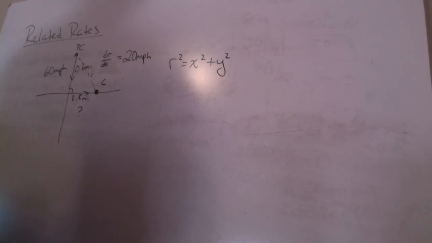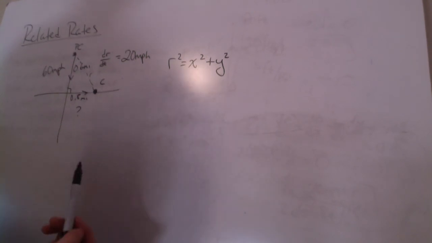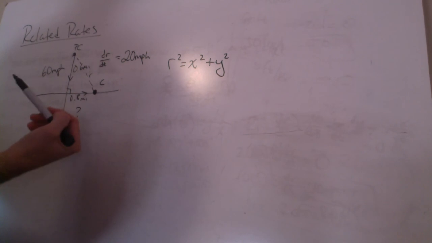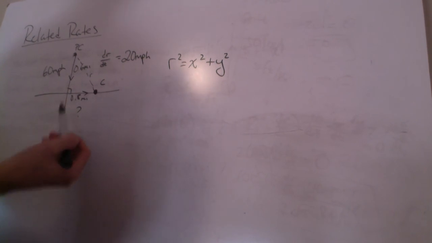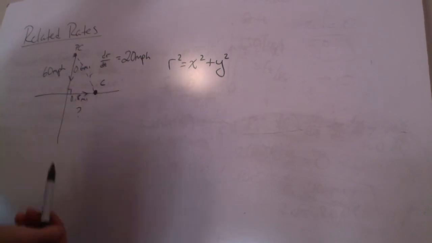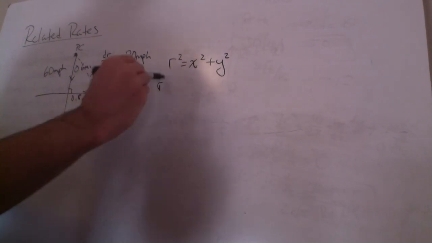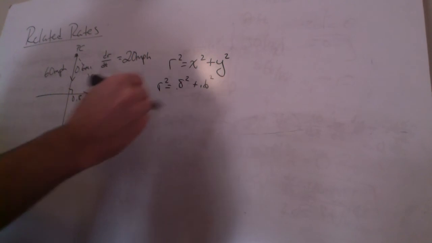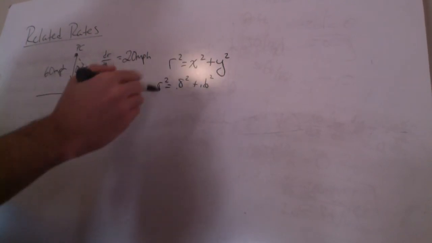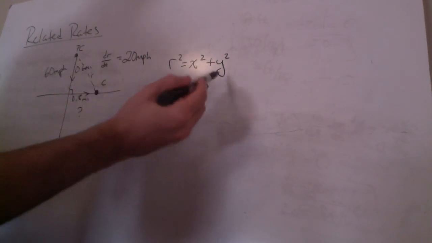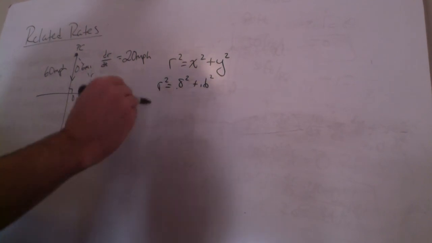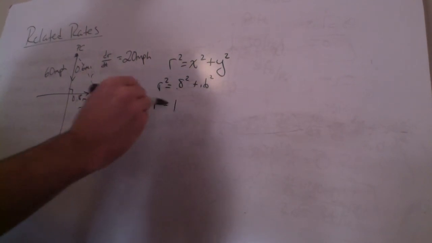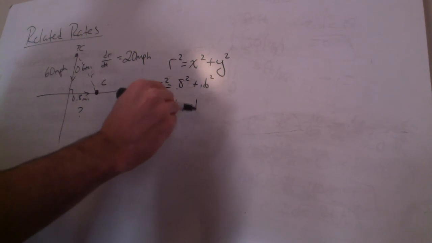Now, we don't know r. We do know x and we do know y, so we can solve for r. If you look, y is 0.6, x is 0.8, so maybe we recall 6, 8, 10 right triangle, but if not, we can go through and solve. This is 0.8 squared plus 0.6 squared. 0.8 squared is 0.64, 0.6 squared is 0.36, add them together you get 1, so r squared is 1. That means r is 1 mile.